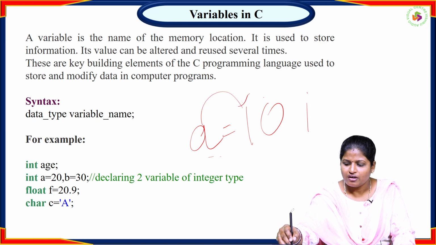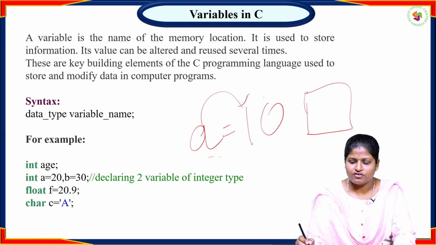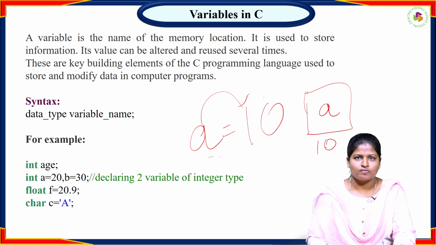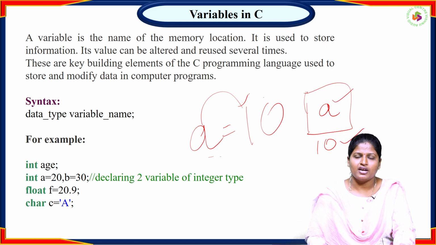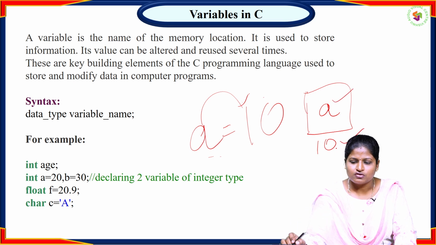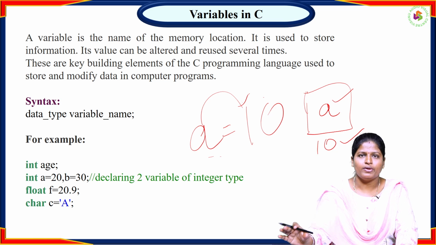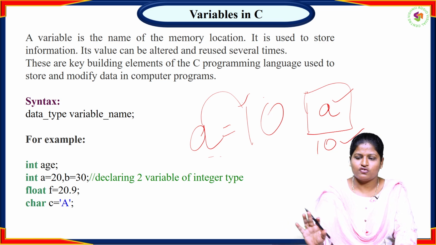It indicates that, for example, this is a memory location with the variable called A. I am holding the name A and its value is 10. Whenever I call this A, this value gets activated. That means its value gets printed. So, the meaning of variable is a name given to a memory location.